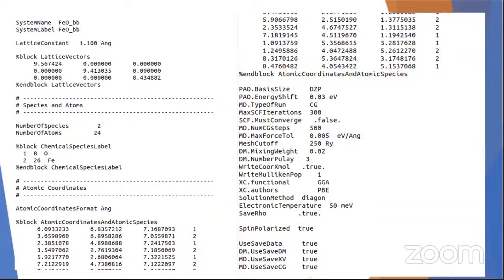This is the input file I have used for the study of these magnetic properties, and this is related to this FeO buckyball. The method I have adopted is spin polarized. In the last part of this slide, spin polarized true is mentioned, and other terms are similar to other FDF files. The only additional term to study magnetic properties is spin polarized true. This is a rough estimation, and here I have used the GGA functional in PBE mode, the number of CG steps is 500, and the basis set is DZP. Next.